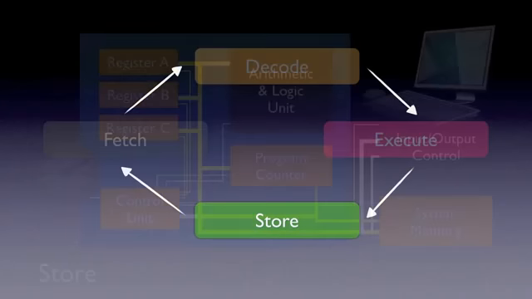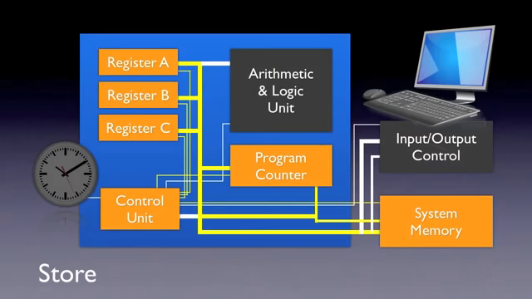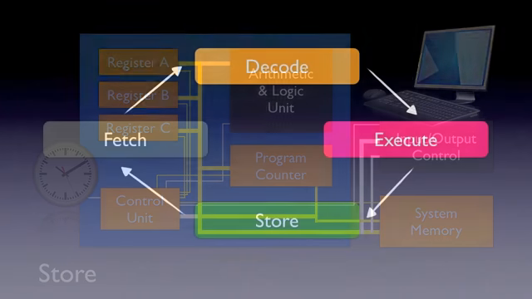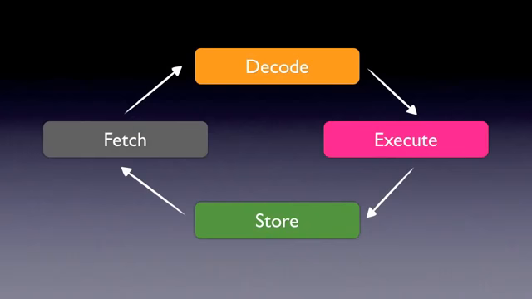Finally, the store process. The control unit directs the results of calculations to be stored back in system memory. It places the address of where the results should be stored on the address bus, and the data to be stored on the data bus. The system memory reads the result off the bus and saves it in the correct location. Then the cycle begins again, with the next step of the running program.